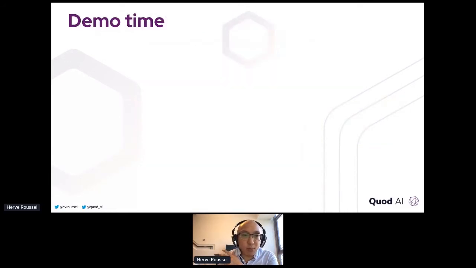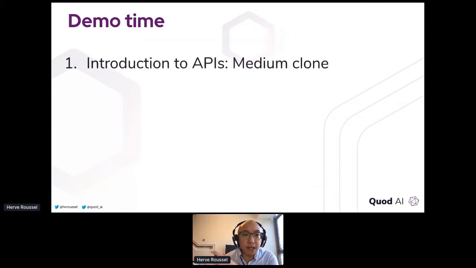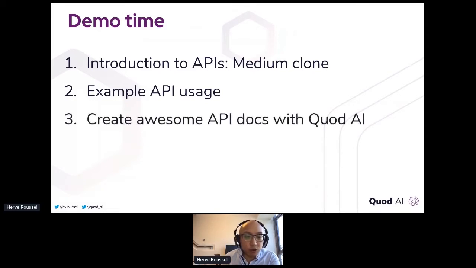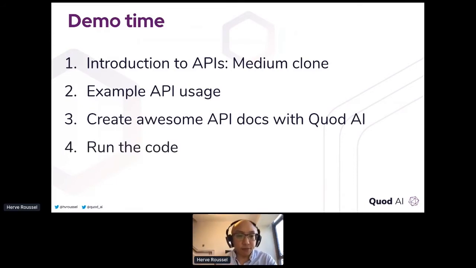Now let's jump into this demo. What I'm going to do now is show you the API that I'm actually going to build the API docs for. It's a Medium clone application, so like a blog application. I will show you the example API, how I implemented some of the code to use the example APIs. I will use Quod AI to generate documentation automatically. And finally, I'm going to show you some sample code and show you how it works for the API itself.